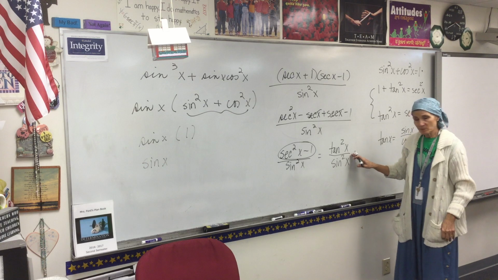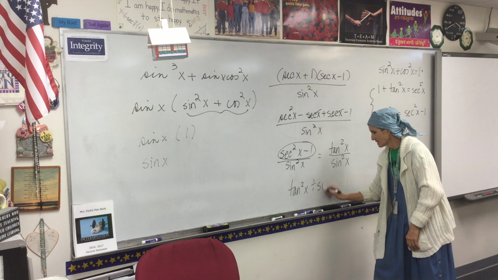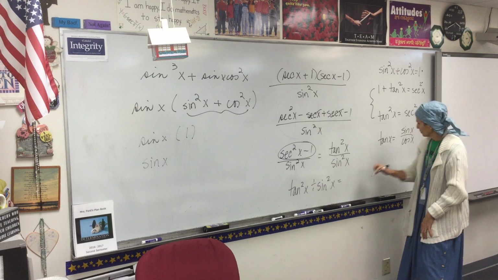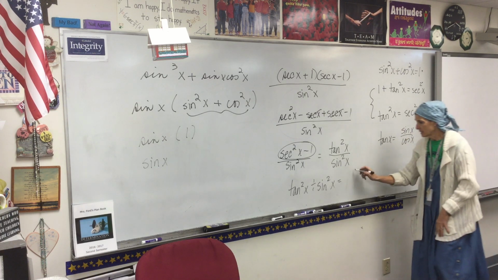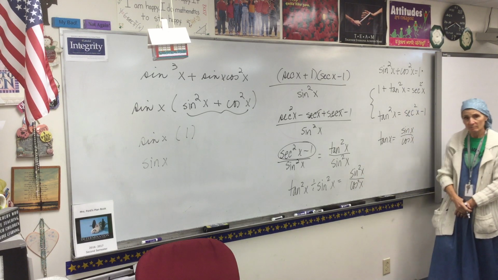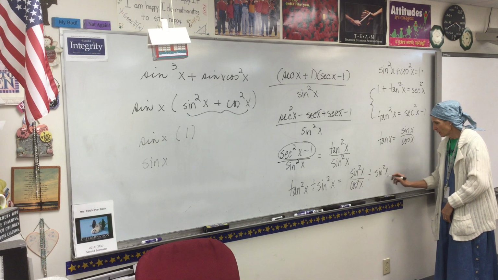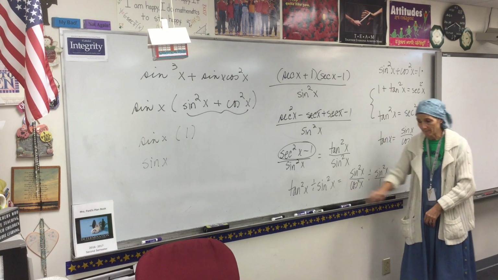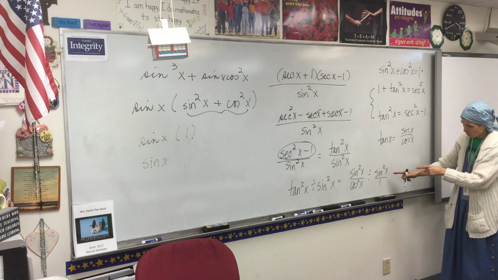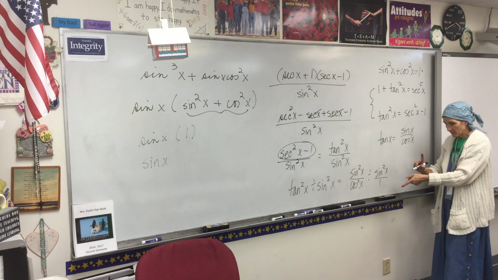So I've got this problem that says tangent squared divided by sine squared. That's what it says right here. But I know that tangent squared is sine squared over cosine squared. And I'm dividing that by sine squared over 1. This is sine squared over 1. Well, now I've got these fractions, and what do I do when I'm dividing by fractions? I multiply by the reciprocal.